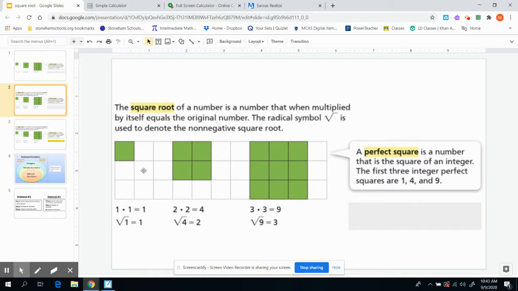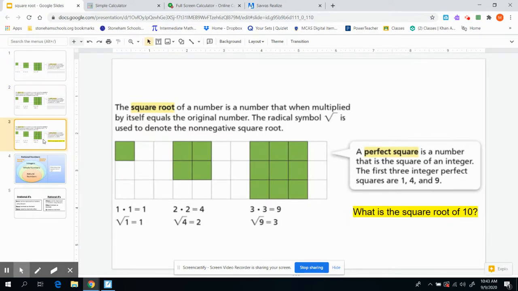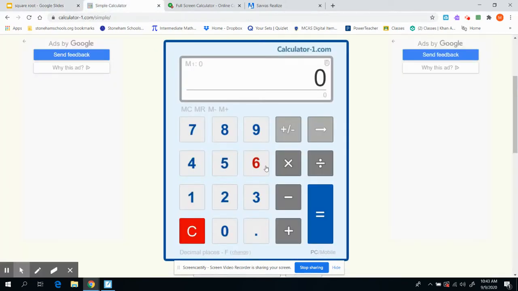So you probably have heard of perfect squares and square roots before. My question is, what is the square root of 10? I have 9 here. I know that's 3. I wonder what the square root of 10 is. I have a calculator here. It doesn't have a square root button, but I know 3 times 3 equals 9, and so if I multiply a number by itself, I'm looking for something that would give me 10.